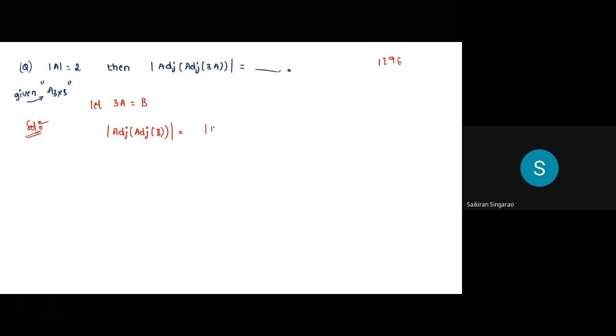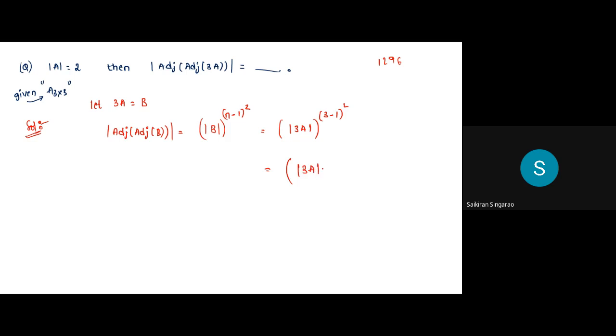This is determinant of B whole to the power of (n minus 1) square. Correct. So this is determinant of what is in place of B? 3A. And what is n? 3 minus 1 square. So this is determinant of 3A whole to the power of 4. Correct? 3 minus 1 is 2.